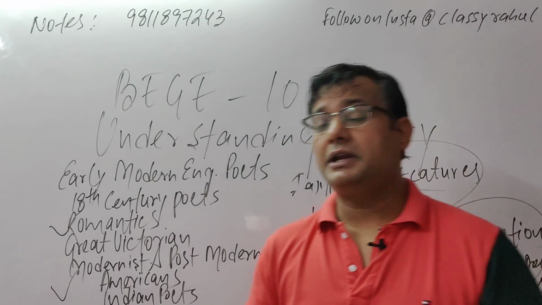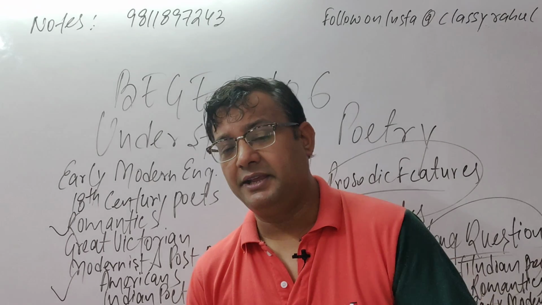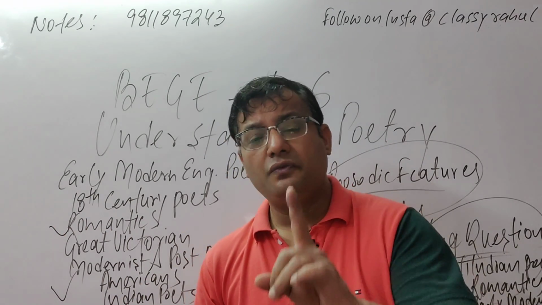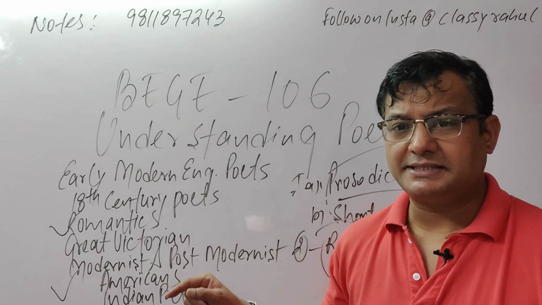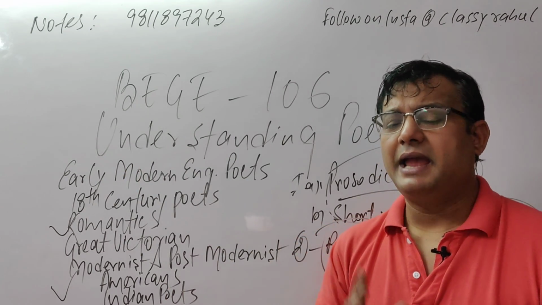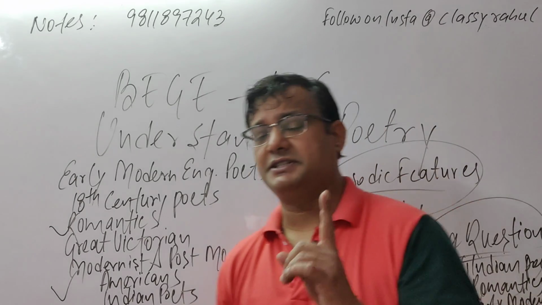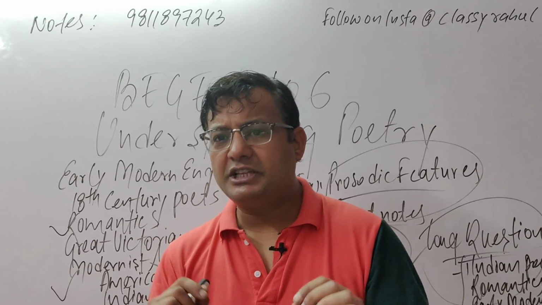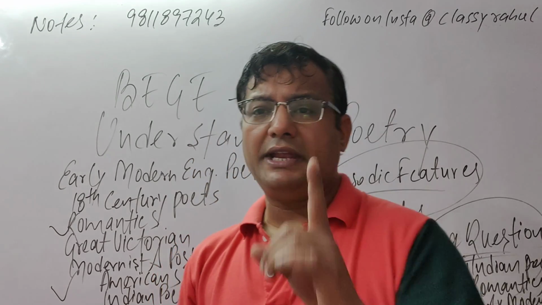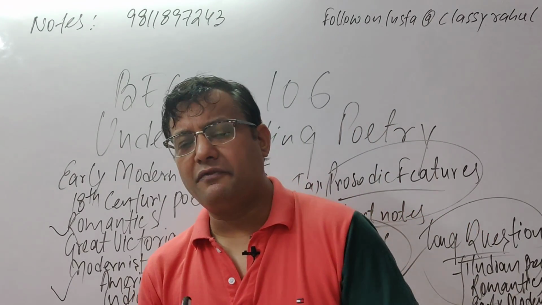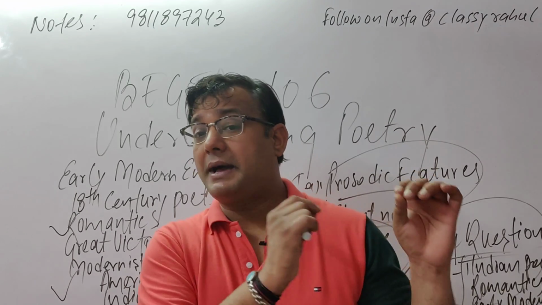So now the really big question is how we should study. How would you start studying for this particular paper, BEG 106? First of all, go from basics and then go to the advanced level, and the basics start with the prosodic features. Remember, before starting the final preparation of this paper, you first of all need to clear your concept of prosodic features. What do you mean by the prosodic features of the poetry and how will you master this?